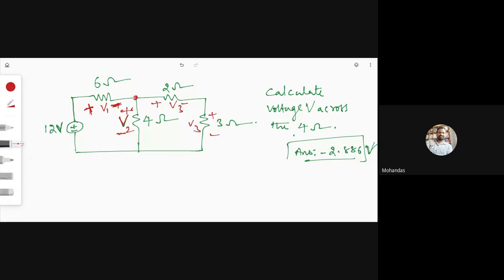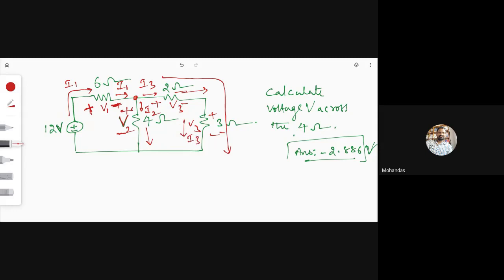Next, see at this particular node, this is current I1. You have to assign the currents. You can take anything, I2, because the current always comes from the positive polarity of the battery. I1 is coming from this source, and it is flowing through the resistor. At this particular point it is divided: some portion of the current is flowing through the 4 ohm, some portion through the 2 ohm. I1, I2, I3. As these two are connected in series, the same I3 current is flowing through the 2 ohm as well as the 3 ohm.